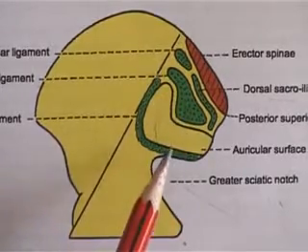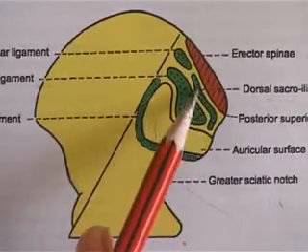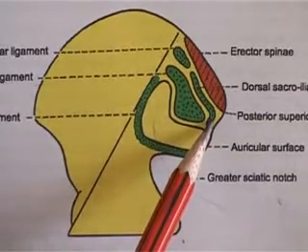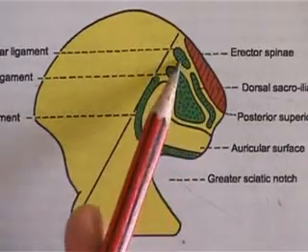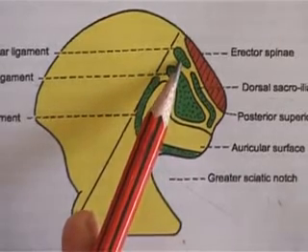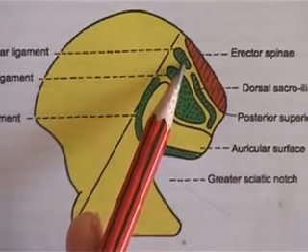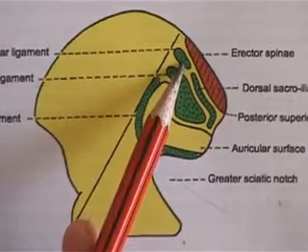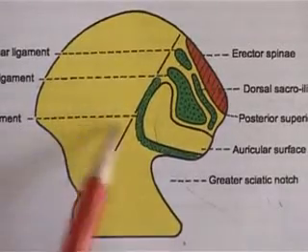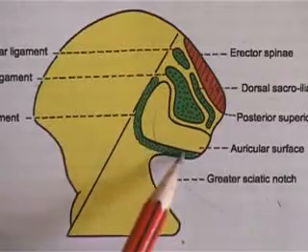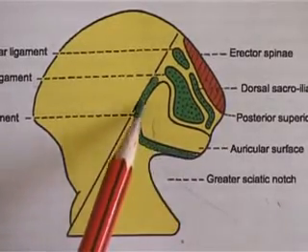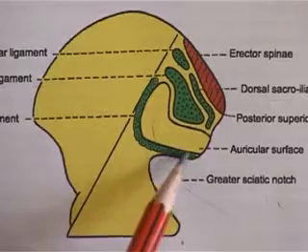Dorsal sacroiliac ligament is attached above the interosseous one on the hip bone. Iliolumbar ligament extends from transverse process of 5th lumbar vertebra to posterior part of inner lip of iliac crest. Ventral sacroiliac ligament is attached to convex margin of auricular surface. It is also attached to preauricular sulcus.